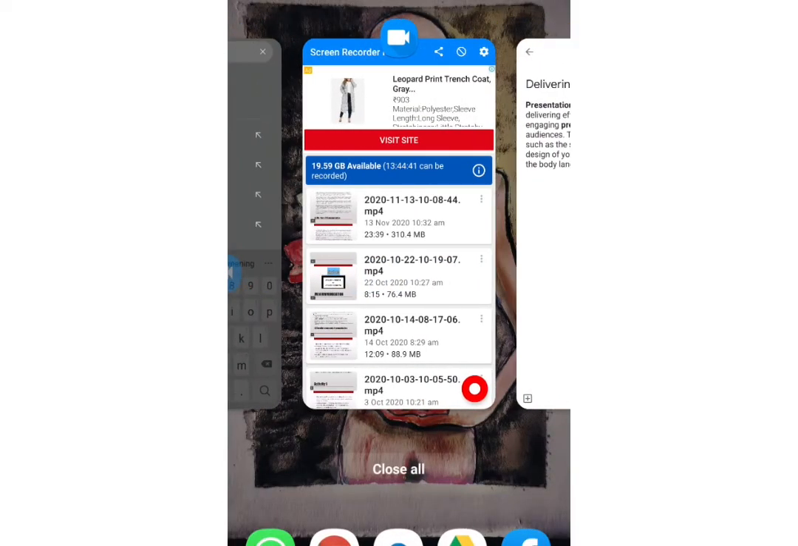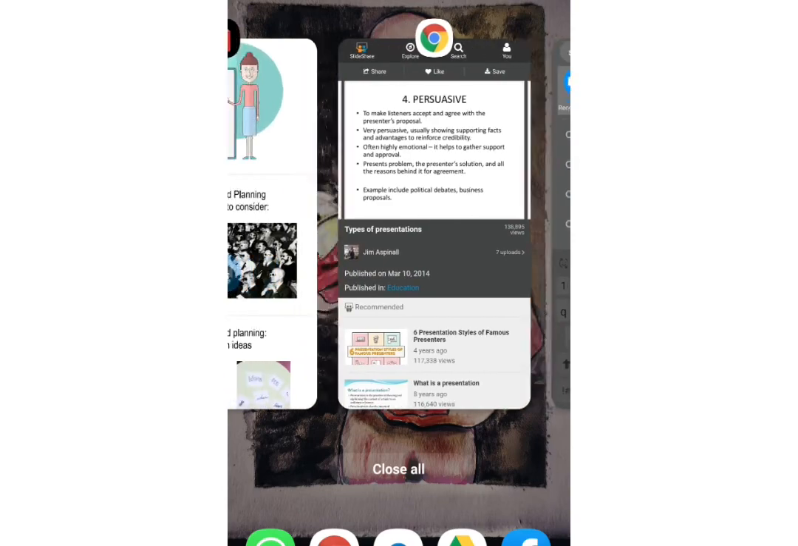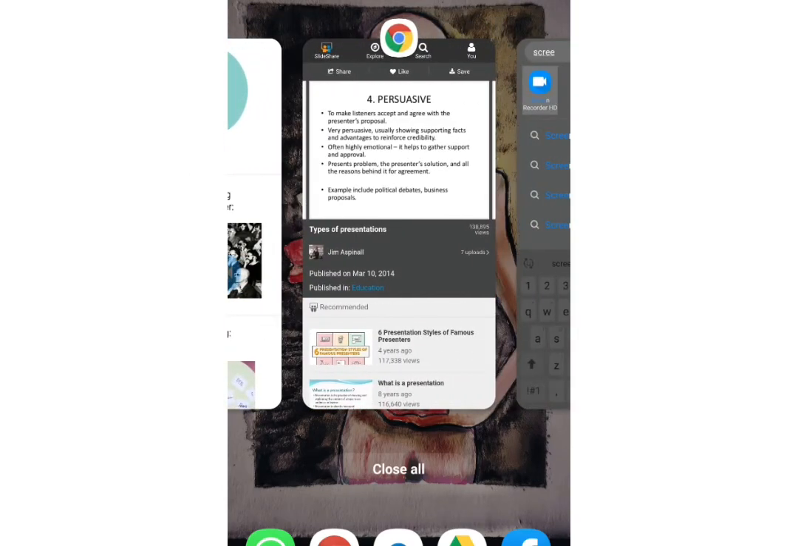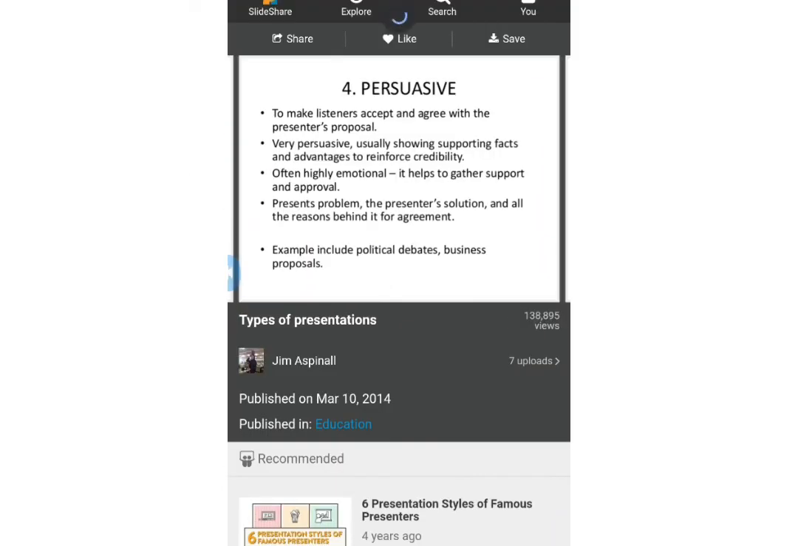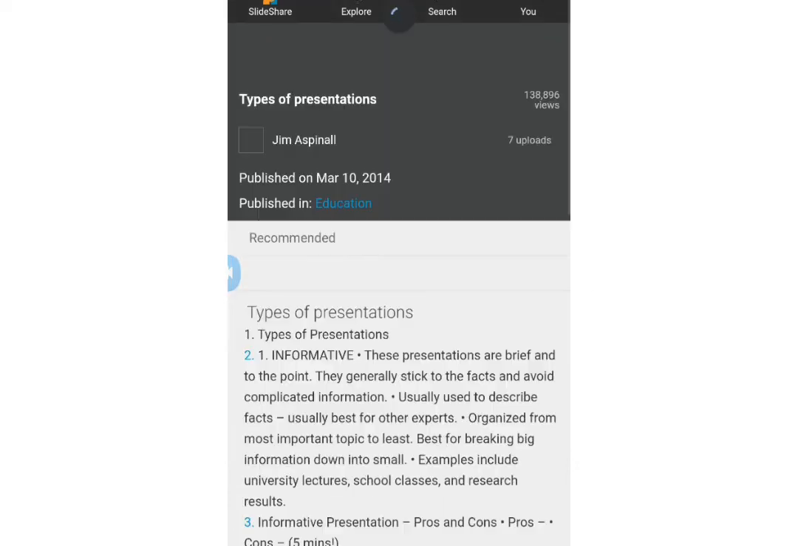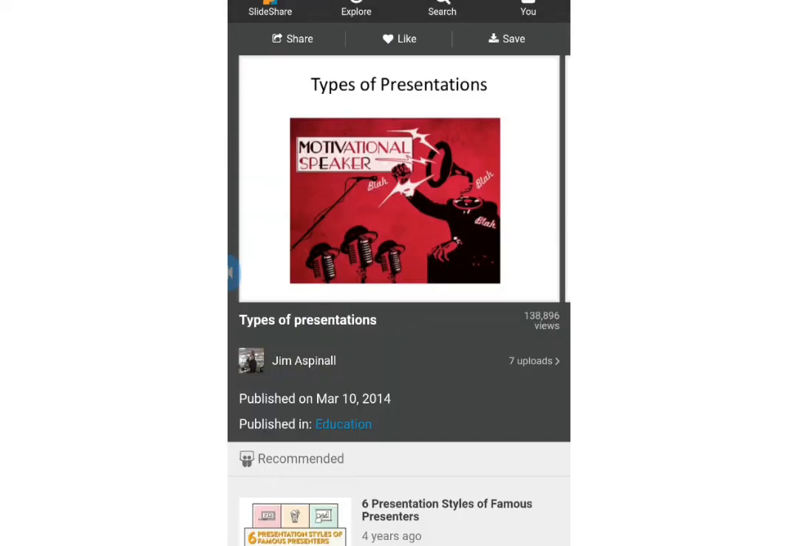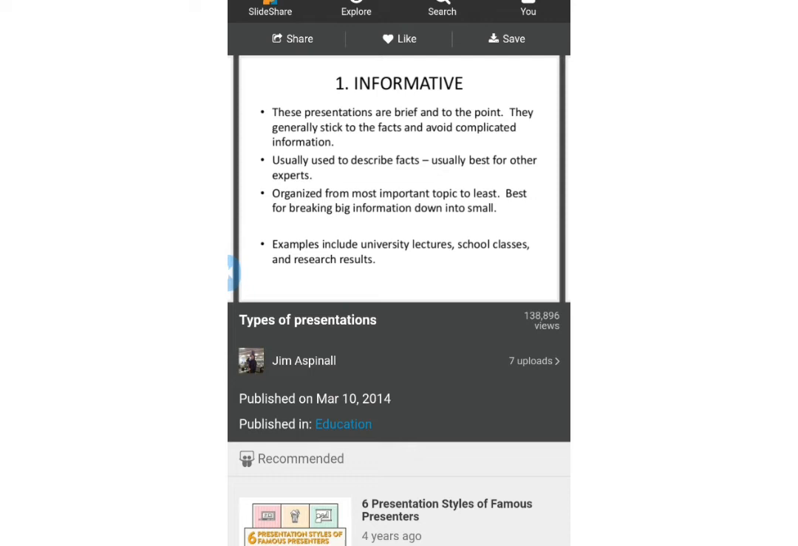Next we move on to, today I have a lot of things opened. All right, next we move on to, okay, types. Okay, let's go on to types.